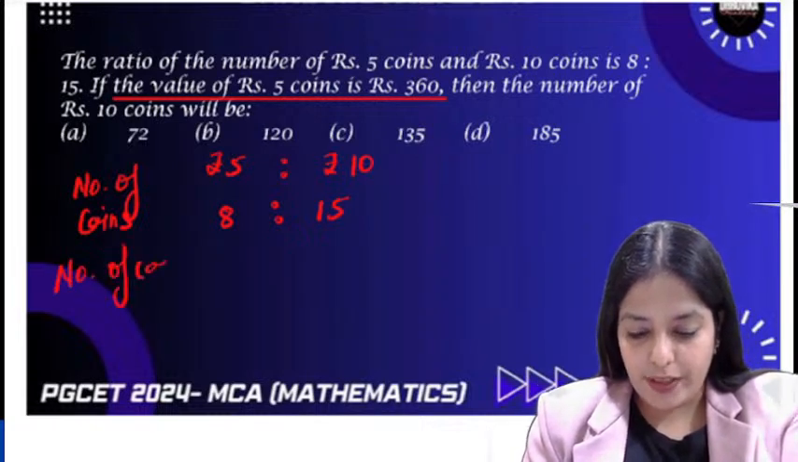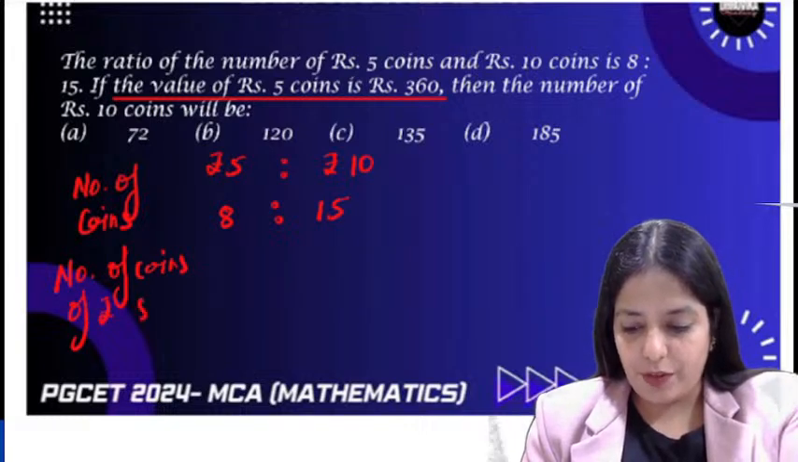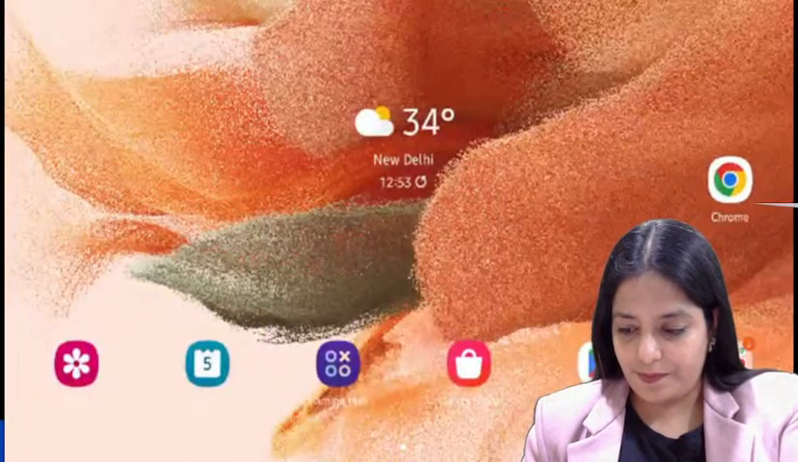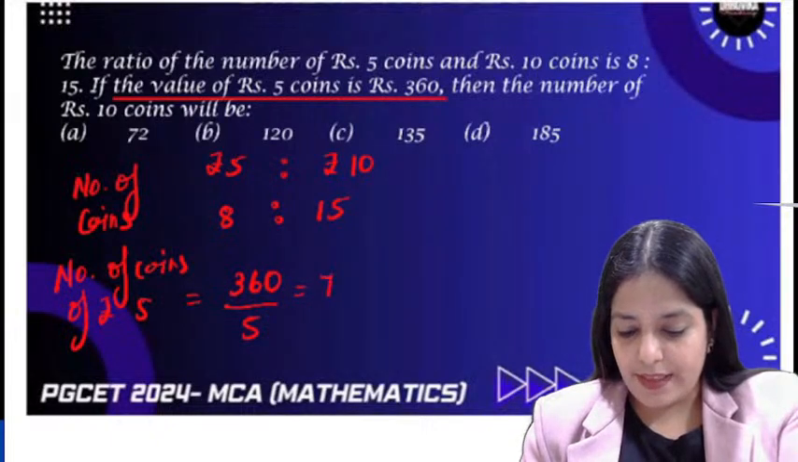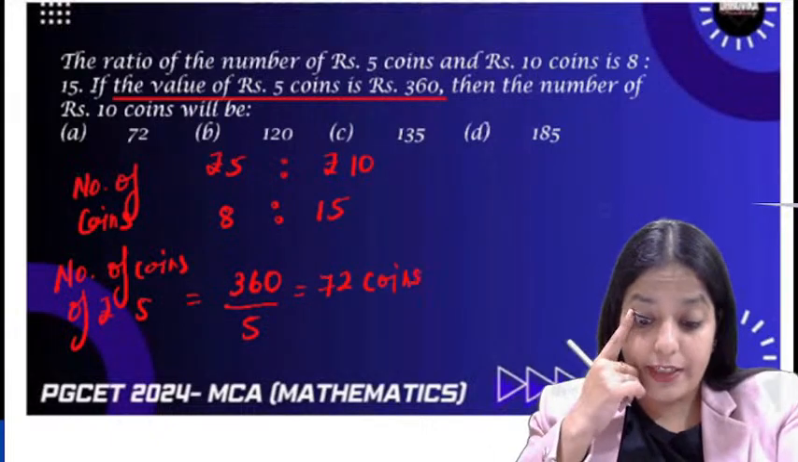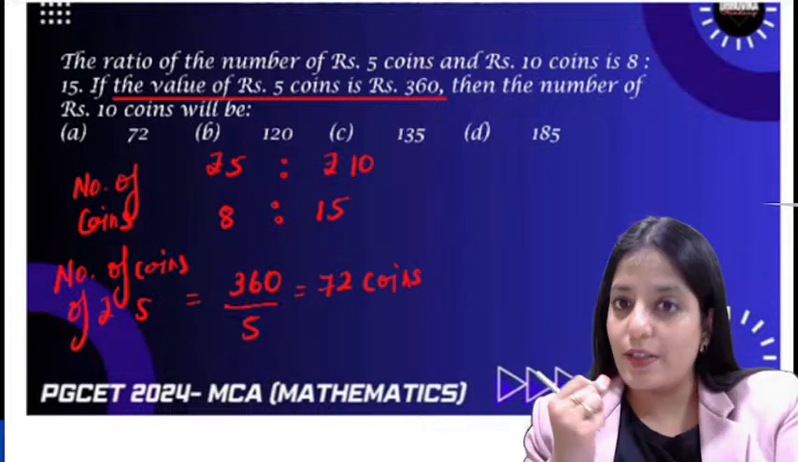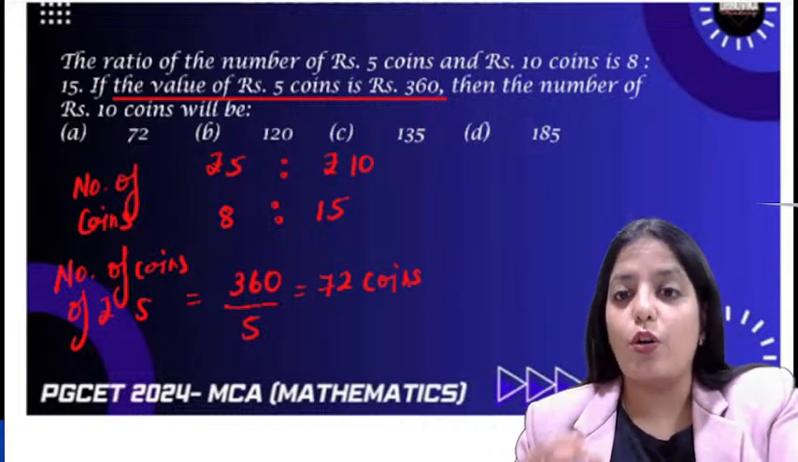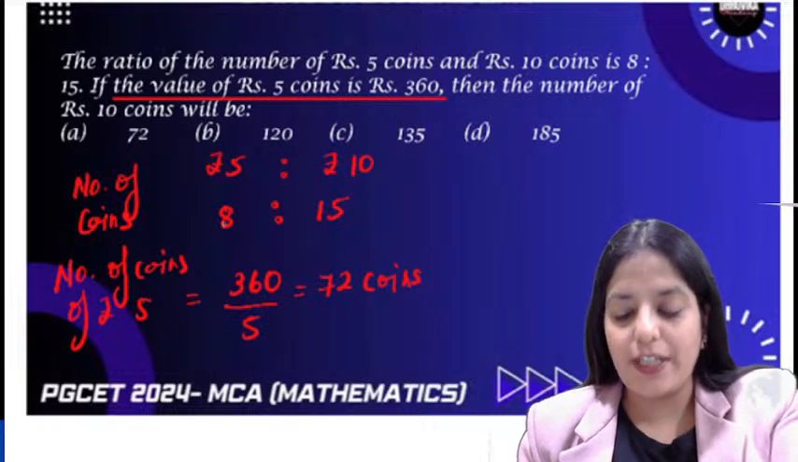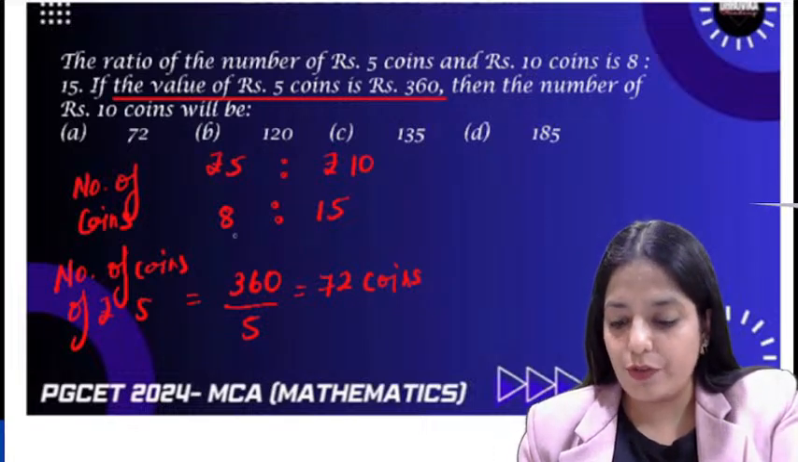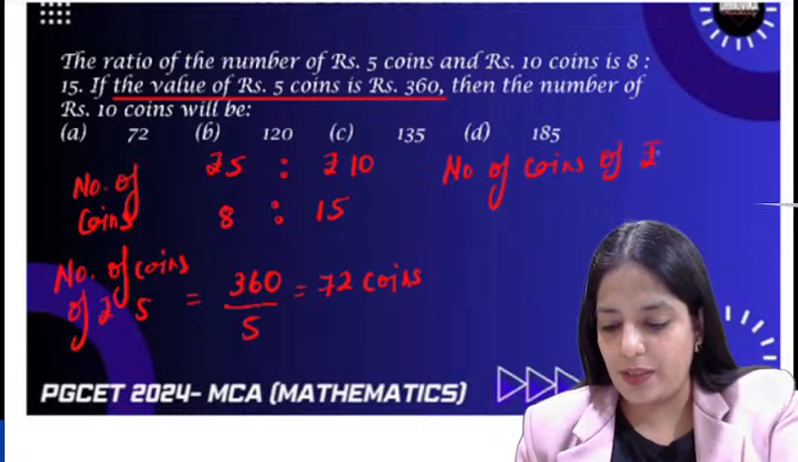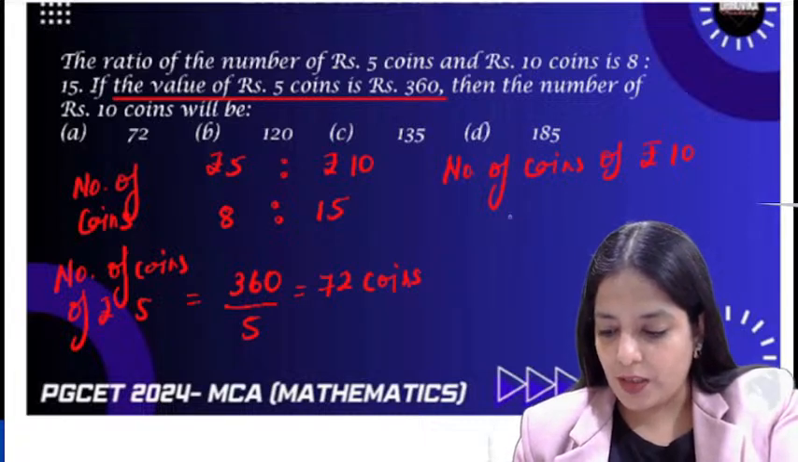So number of coins of rupees 5 will be how much, guys? 360 divided by 5, so that is 72 coins of rupees 5. Now what are they asking? You need to find the number of coins of rupees 10. So we have the ratio 8:15. So number of coins of rupees 10 will be, how are you going to do it? 8.